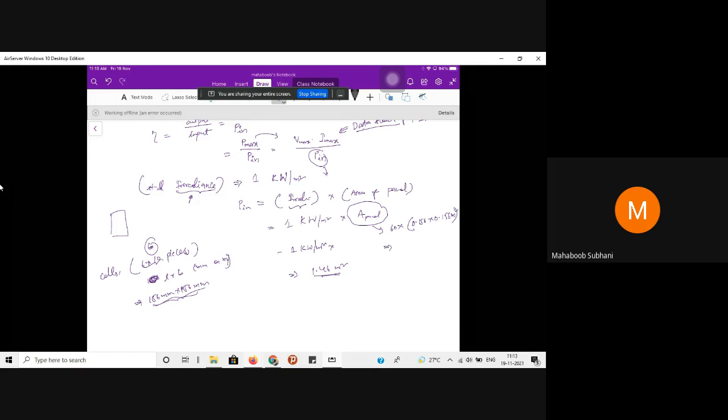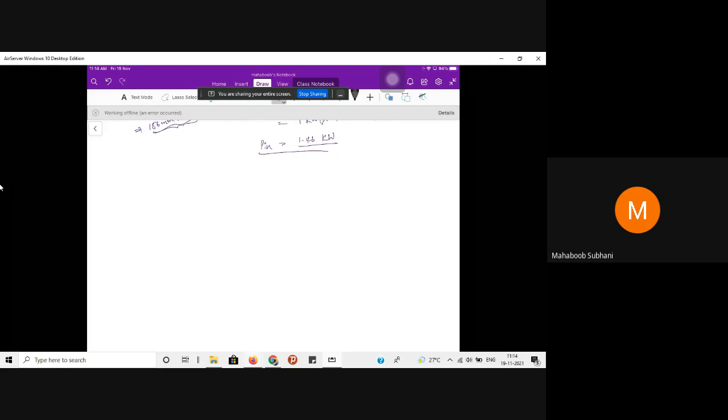Now, if you multiply these two, 1 kilowatt per meter square into 1.46 meter square, the meter square gets cancelled, and we'll be getting nearly 1.46 kilowatts. So this is our input that we are getting from the solar, right? Now we want the output of the solar panel. Generally, in the data sheet they will also mention the efficiency of the solar cell. In this particular reference, the cell efficiency is nearly 16.5%.